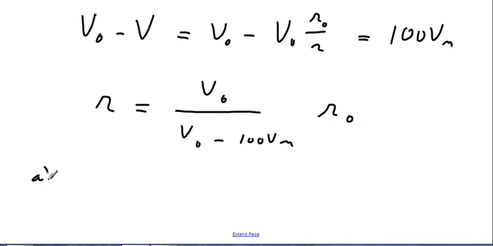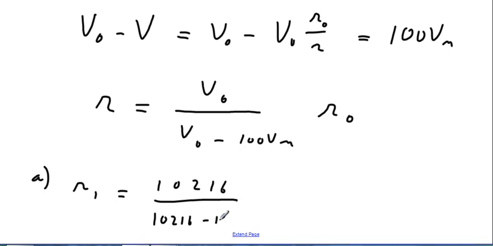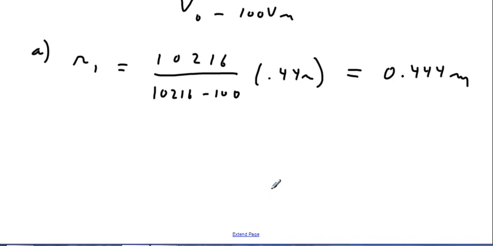Now it's time to solve for part A. R1 is equal to 10,216 divided by 10,216 minus 100 times 0.44 meters, and that's going to give us 0.444 meters. I'm not sure we have that many significant digits, but that's what it gives us.